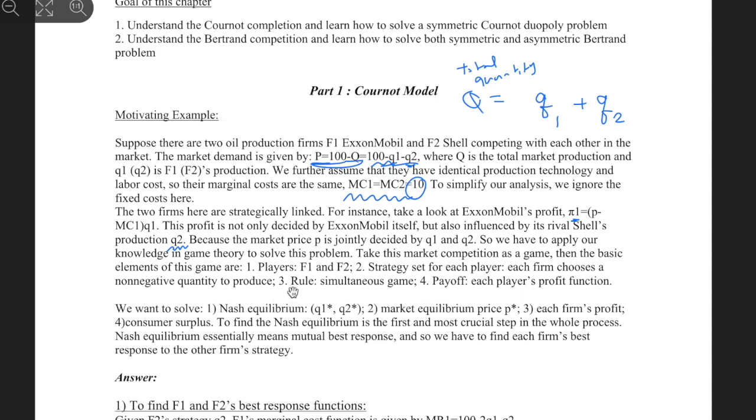And what are the rules? They are using a simultaneous game, so they cannot know the other's decision, right? When we decide Q2, we cannot know what Q1 is. We're blind, right? But theoretically, we can expect what the other player's strategy is, right? That's how we solve the game. And for payoff, each player's profit function is their payoff. So let's look at it.